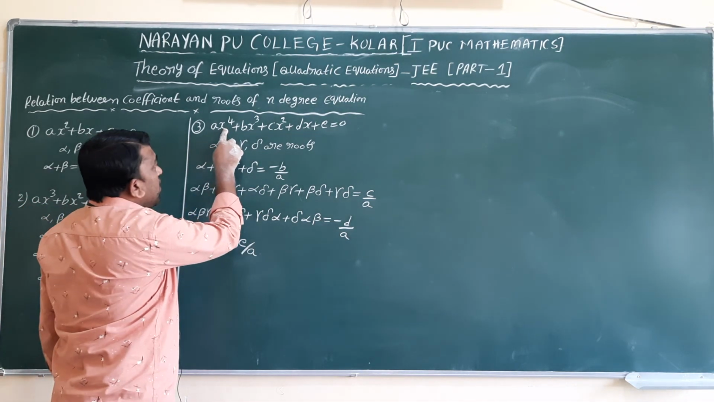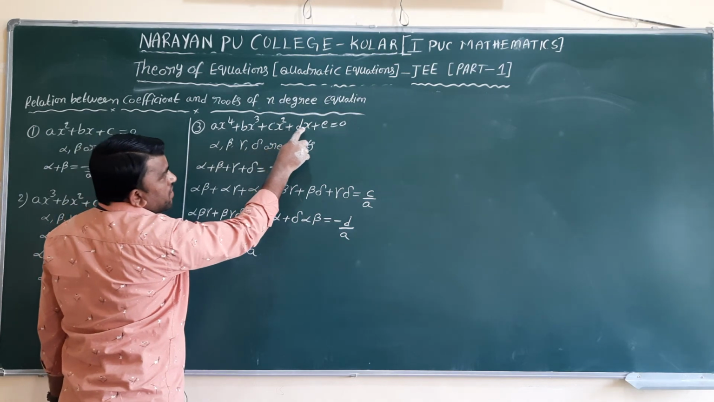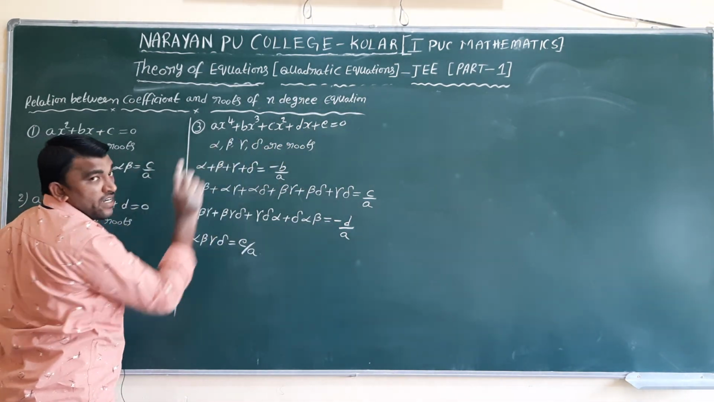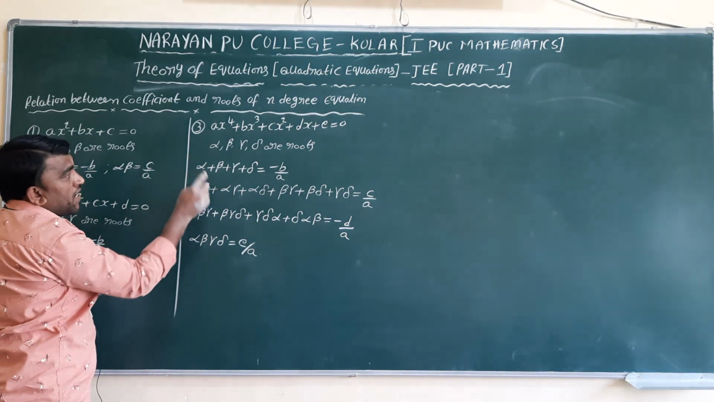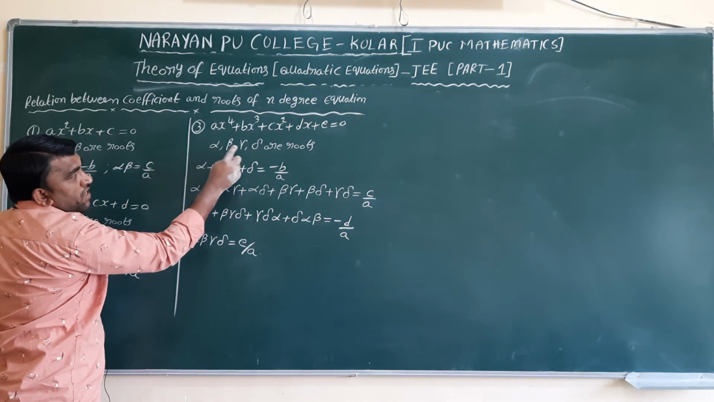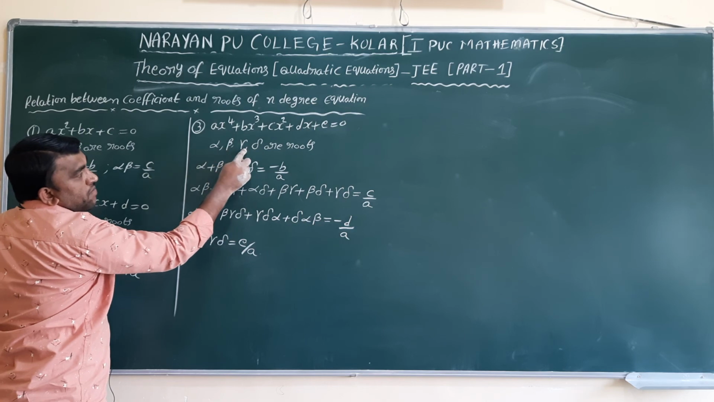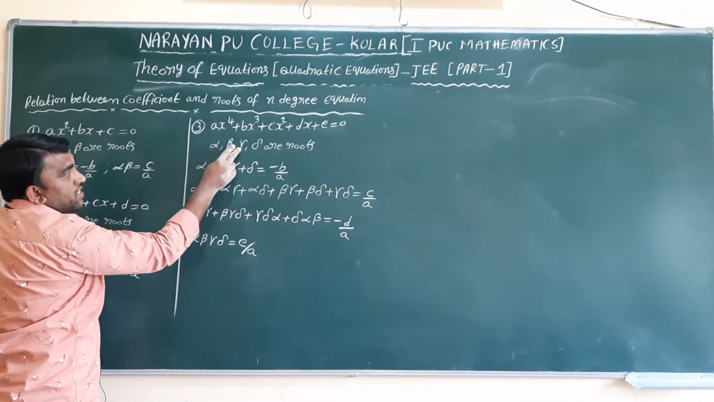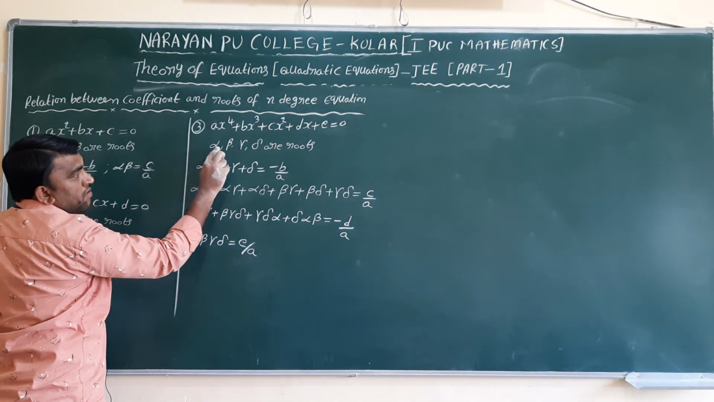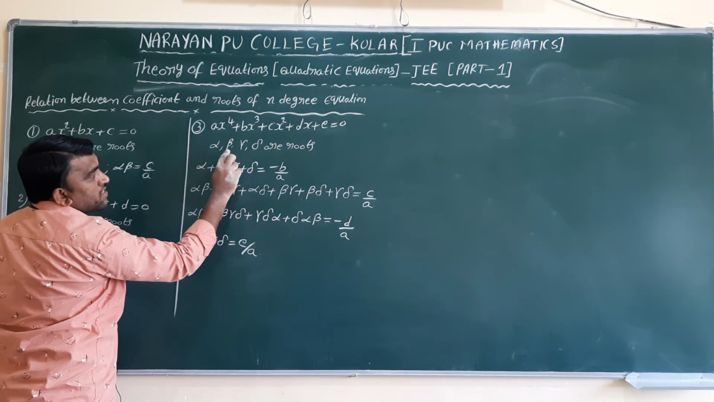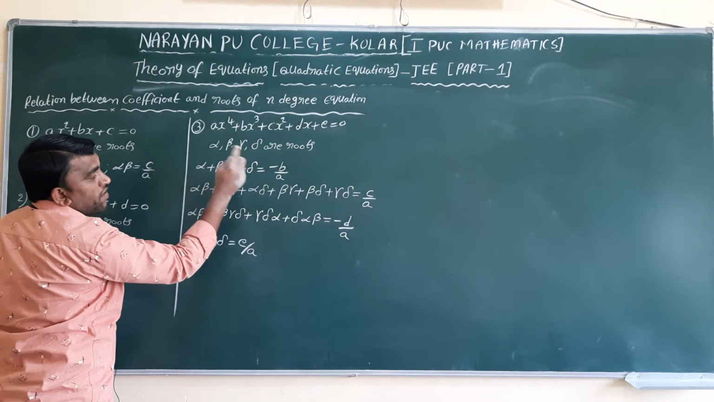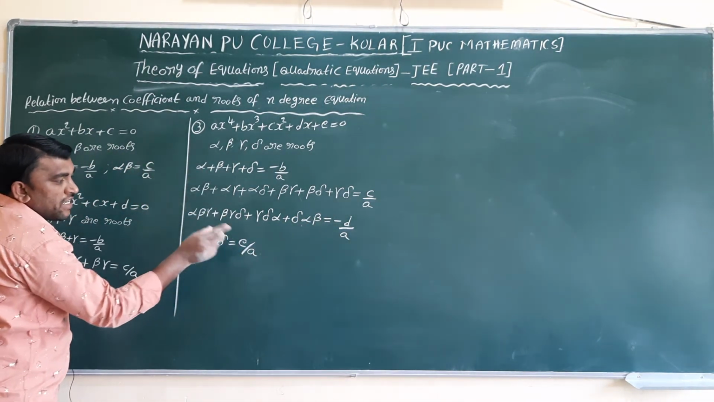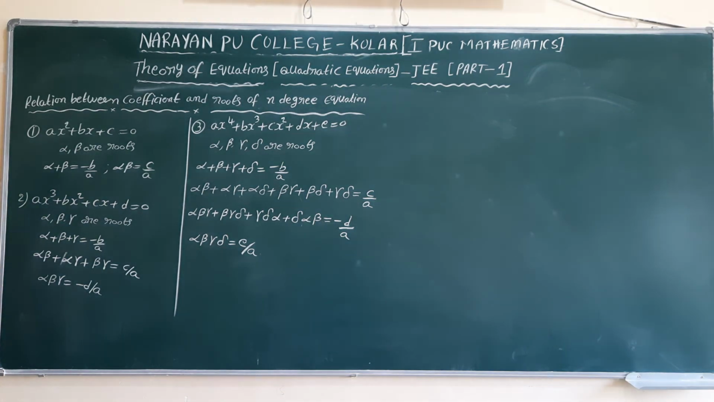So degree is 4, ax power 4 plus bx cube plus cx square plus dx plus e equal to 0. We will have the 4 roots, alpha, beta, gamma, delta. Same thing, sum of the roots, product 2 at a time: alpha beta, alpha gamma, alpha delta, beta gamma, beta delta and gamma delta. Order wise you can write. Next 3 at a time, alpha beta gamma plus alpha beta gamma delta-type terms, plus gamma delta alpha plus alpha beta delta is minus d by a. Last, product of 4 is e by a. So we'll continue next class.